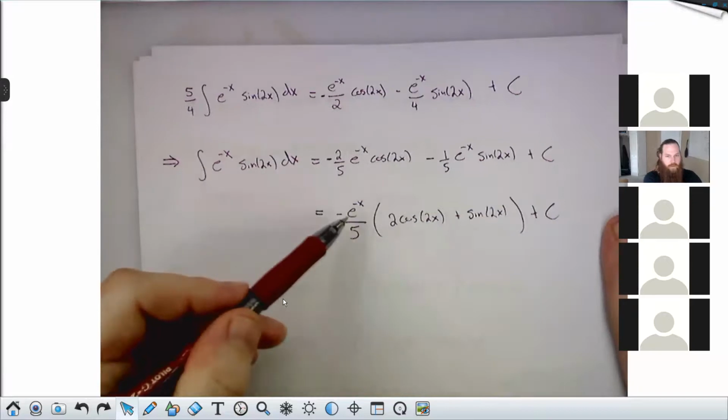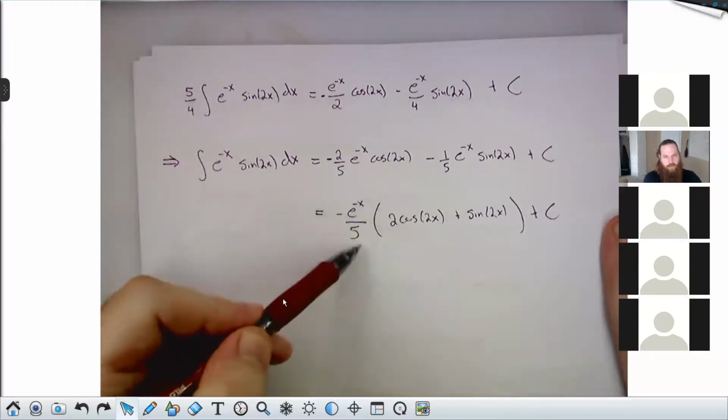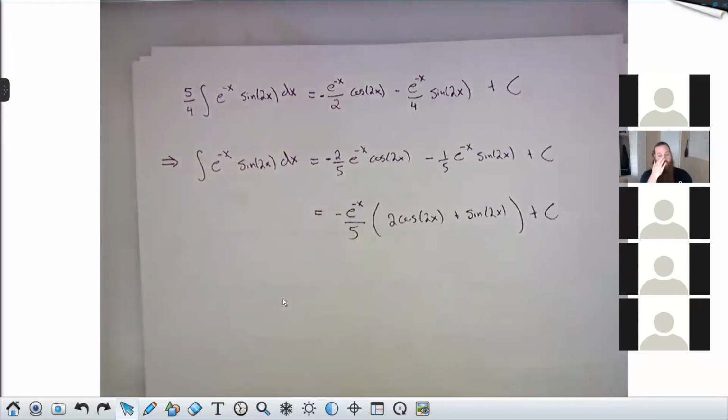And then if you wanted to, you could move this e to the negative x downstairs as e to the positive x. But it's a matter of taste. I think e to the negative x is a nice decaying exponential. I like to leave it as that. But if you wanted to bring it downstairs, I wouldn't call it wrong. I'd certainly call it right. It's more just a matter of taste. Other questions or comments on this one?